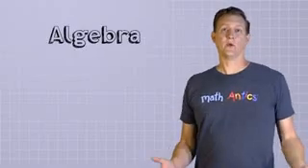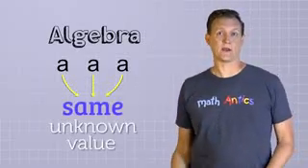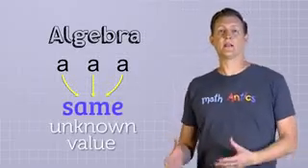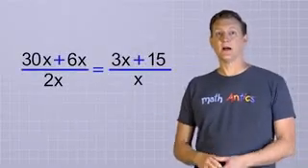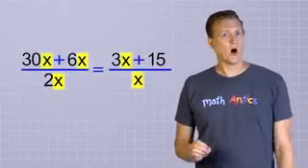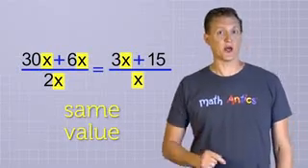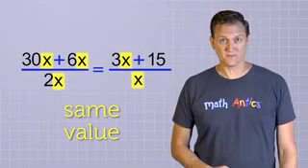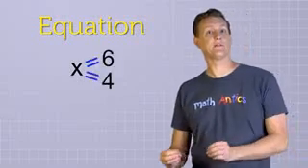So in algebra, whenever you see the same symbol repeated more than once in an equation, it's representing the same unknown value. Like if you see a really complicated algebraic equation like this, where x is repeated a lot of different times, all those x's stand for the same value, and it'll be your job to figure out what that value is.